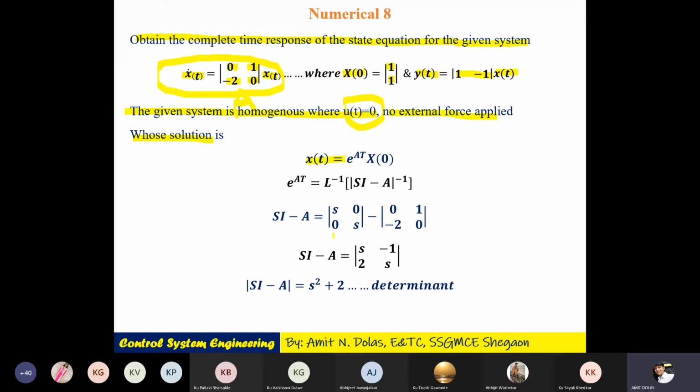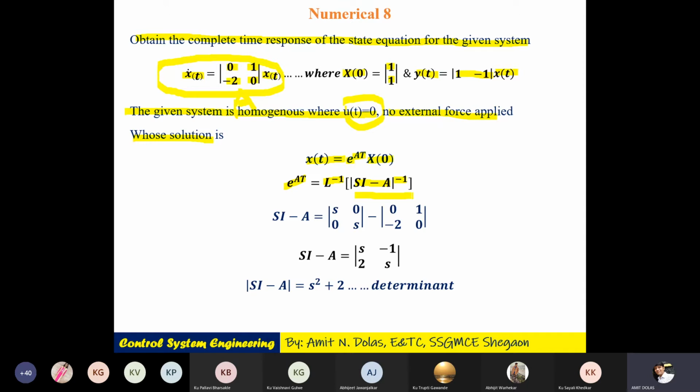What is x of t? These are the set of rules that you have to remember. x of t is nothing but e raised to power At into x of 0. What is e raised to power At? e raised to power At is nothing but the inverse Laplace transform of (sI minus A) inverse. So let's compute this term first. Later on we'll go for the inverse Laplace transform.